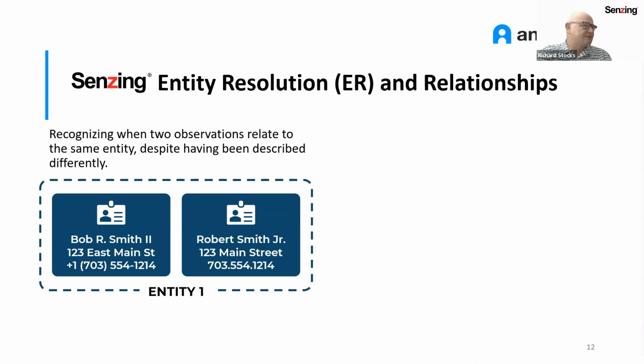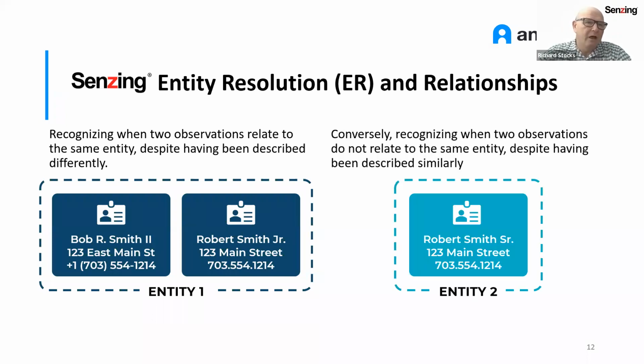Thank you. So, Senzing, we define entity resolution as recognizing when two observations relate to the same entity, even though they have been described differently, like in these two records here that Senzing would bring together. Likewise, and inversely, though, Matt, make the next click, recognizing when two observations do not relate to the same entity, despite having been described similarly. You can see that the Robert Smith Sr. and the Robert Smith Jr. record only differ by the one letter, J versus R in the junior versus senior.